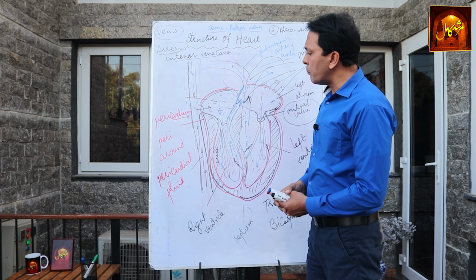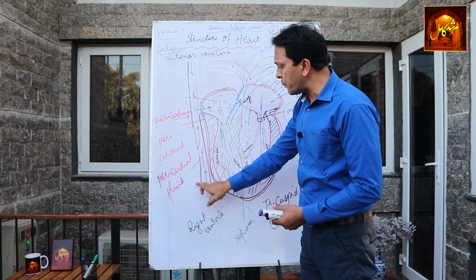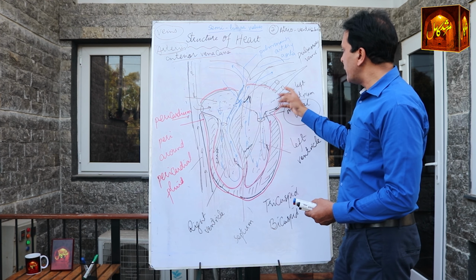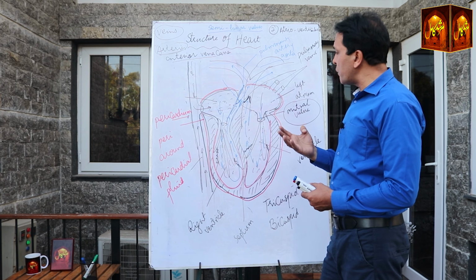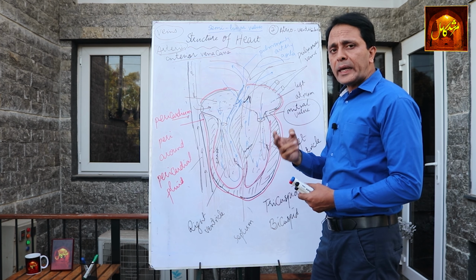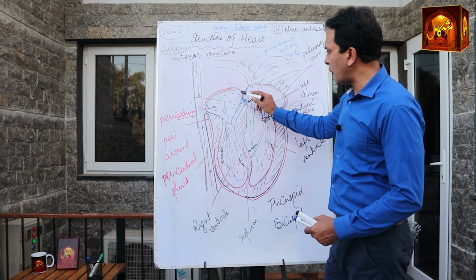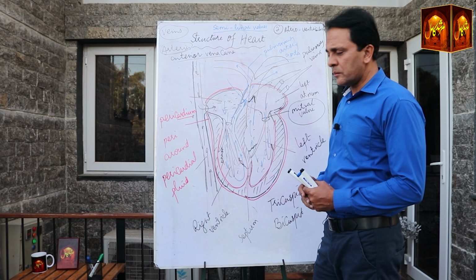In the right atrium, blood was collected from the anterior and posterior vena cava. And in the left atrium, it was collected by 4 pulmonary veins, 2 from each lung. Okay, as I told you, the outer layer of the heart is called pericardium.